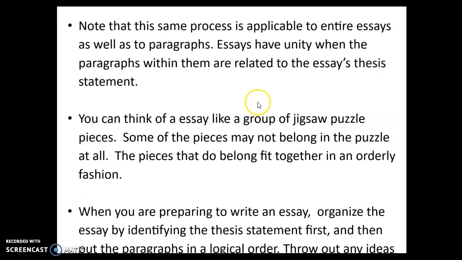Okay. So that same process we want to apply not only to our paragraphs to make sure that they all revolve back around our topic sentence, but also to entire essays. Essays have unity whenever all the paragraphs within those essays are related to the thesis statement. Okay? Same thing. Think of it as the jigsaw puzzle analogy. Some of the pieces may not belong, others don't fit together in the way you have them, and you have to rearrange them.